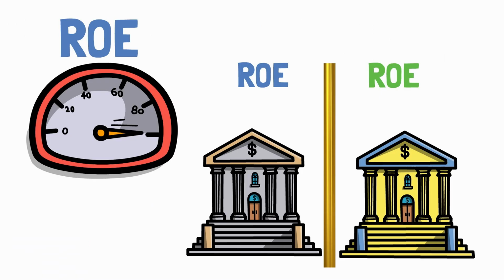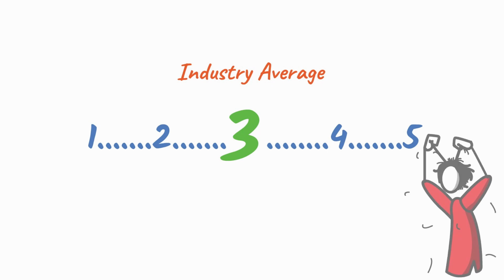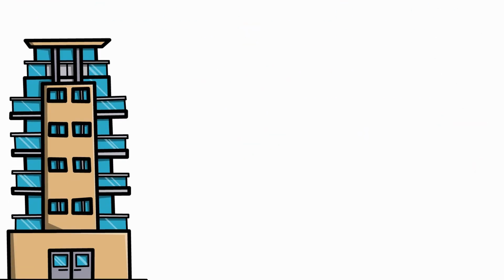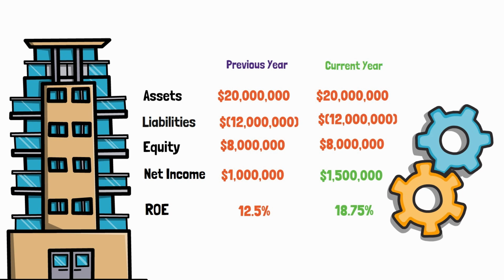The thing is, you want the company's return on equity to be close to the industry average. So you don't want something that's too high because it might be too risky, and you don't want it too low because it might be underutilizing its assets. However, if a company maintains the same assets and the same set of liabilities and the return on equity increases, this means that the company's assets are being used more efficiently to generate income.